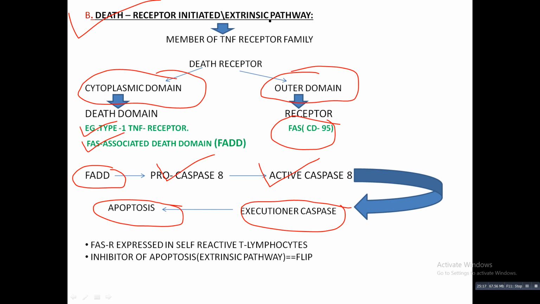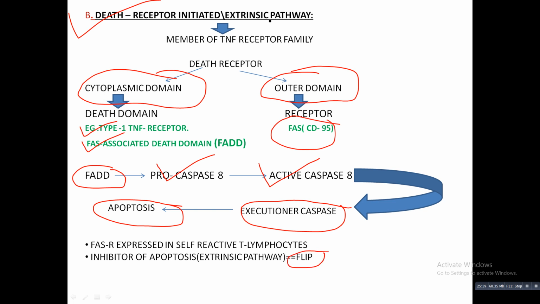Inhibitor of apoptosis, that is, in the extrinsic pathway, there is some protein which inhibits, those are called the FLIP proteins. If you look at this pathway, as I have already discussed, the FADD leads to activation of pro-caspase into active caspase, leading to stimulation of executioner caspase, ultimately leading to apoptosis.